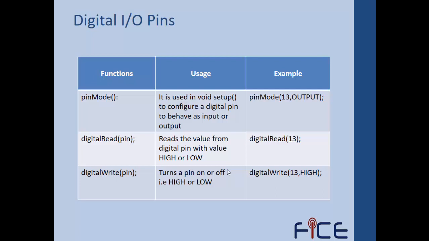So digitalRead is the API which is used to read the value from a digital pin, with value either LOW or HIGH. It will return the value either LOW or HIGH. So this is used as digitalRead and the pin number.